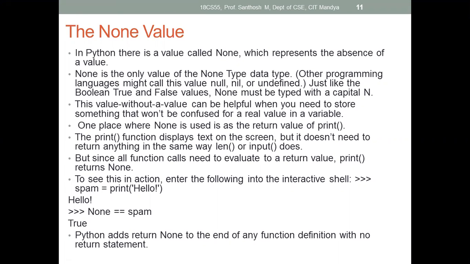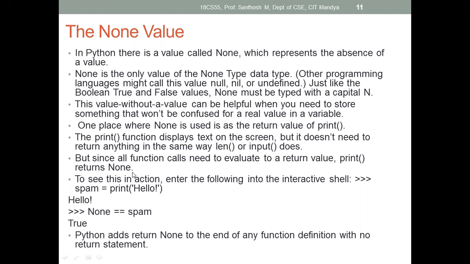If you don't mention anything, it will not print anything. That is your None value. During that time, by default, None can be assigned to your variables. By default, print returns None, and for len as well as input also None can be assigned. Since all function calls need to evaluate to a return value, print returns None.